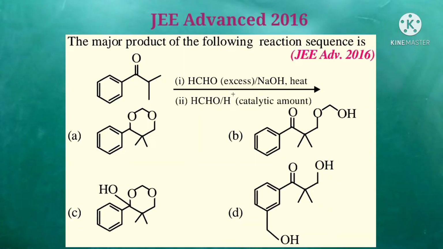The major product of the following reaction sequence is: one substrate compound has been given, and this substrate is made to react with excess formaldehyde in presence of sodium hydroxide and heat, and in the second step again formaldehyde is made to react with the product formed in the first step in presence of a catalytic amount of H+. The four options have been given here. So let's go on the board.